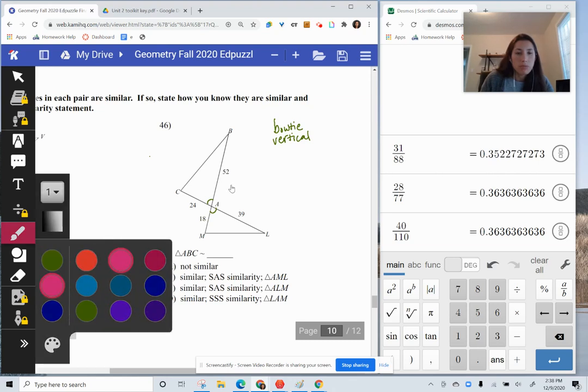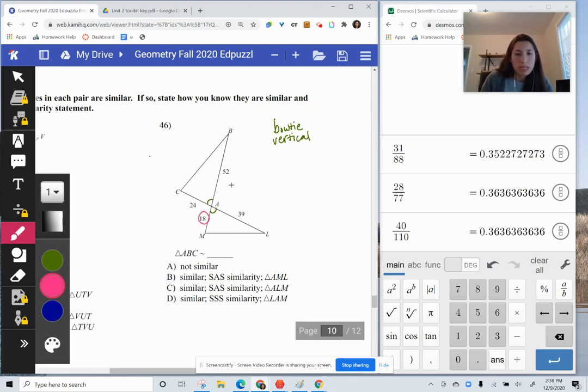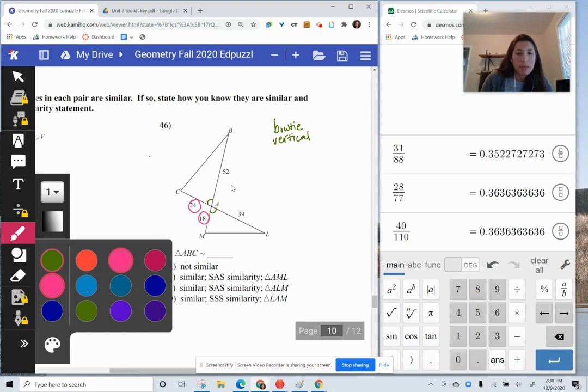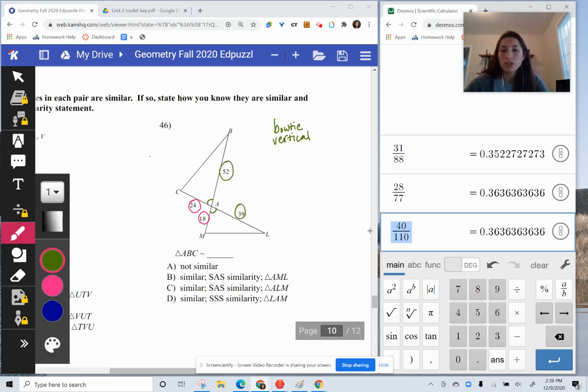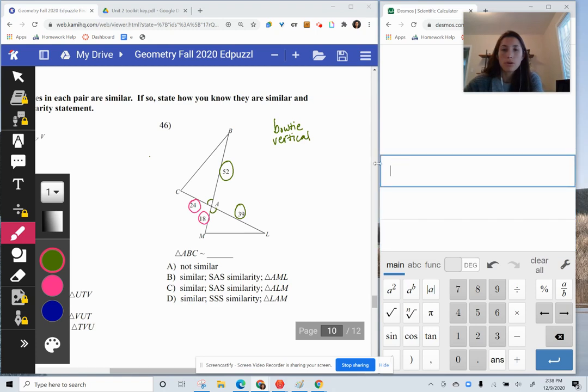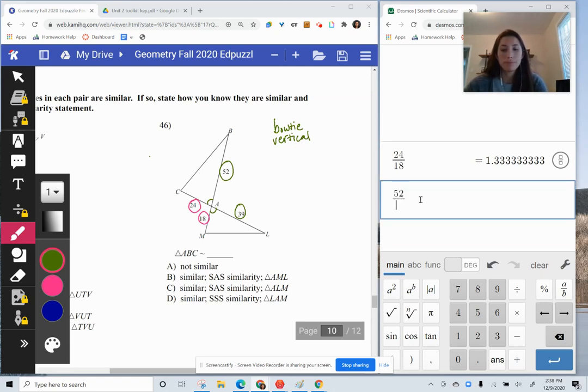So smallest side in both triangles, this would be the 18 and the 24. And the biggest side in both triangles, that would be 52 and 39. So let's see if those ratios work out to the same number. So we'll do 24 with 18. And let's do 52 with 39. They equal the same thing.